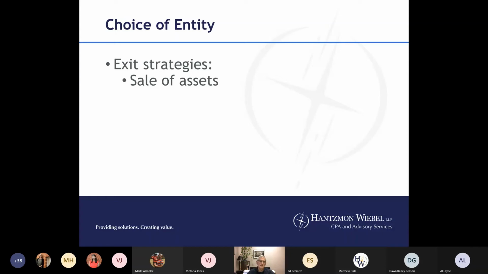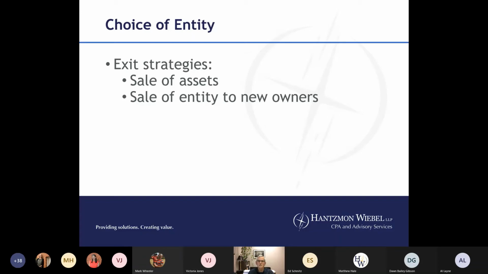But again, one of the primary things we see in how you're going to get out of this business, how you're going to harvest the results of all your work and all your profits, is a sale of assets. Are you going to sell the entity to a new owner? That is, certainly from a business owner standpoint, one of the optimums, because it almost in all cases will end up being long-term capital gain.